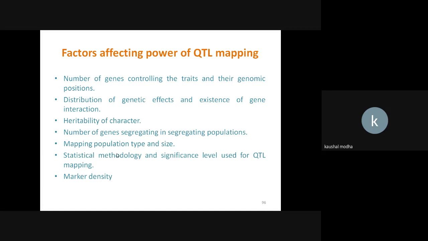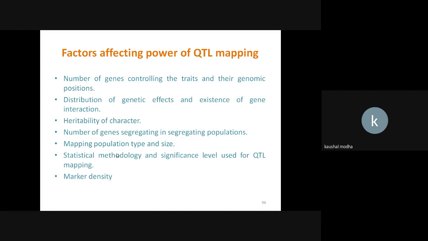So the more genes controlling the trait, the lower the power of QTL analysis will be. If there are few QTLs controlling the trait, you will be able to map the loci precisely. But if there are more loci, then you have to work hard. You need a more dense marker map, and you need more individuals in the mapping population, and their genomic positions.